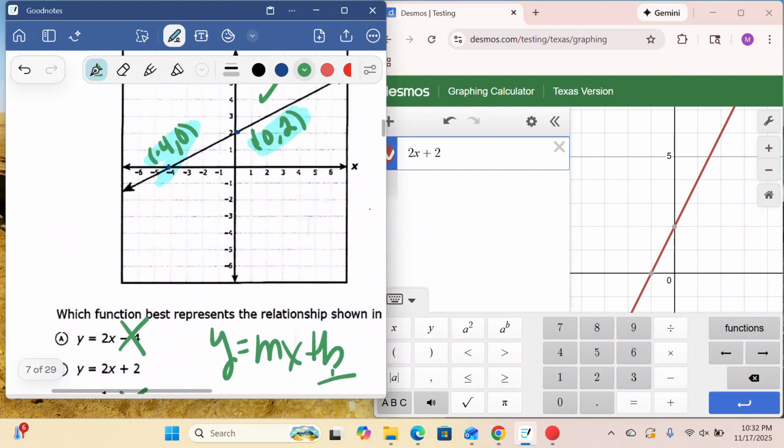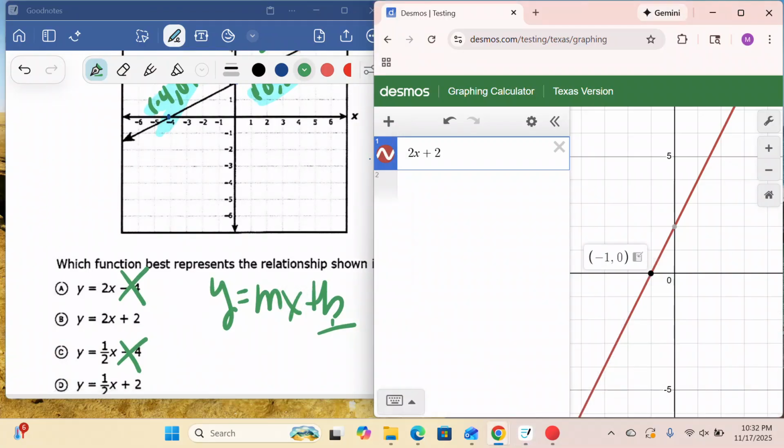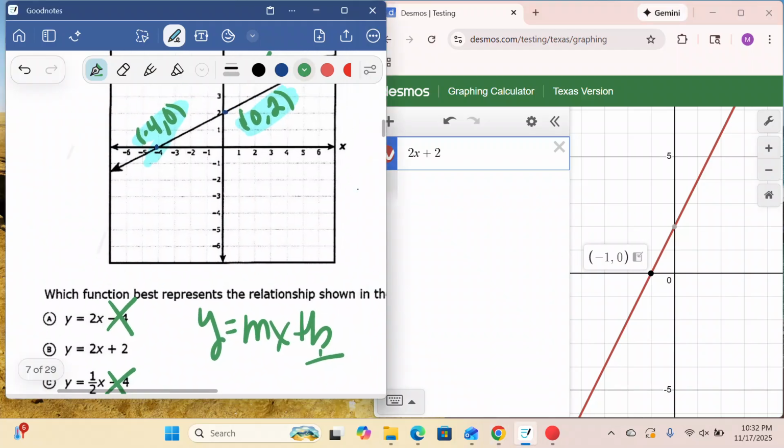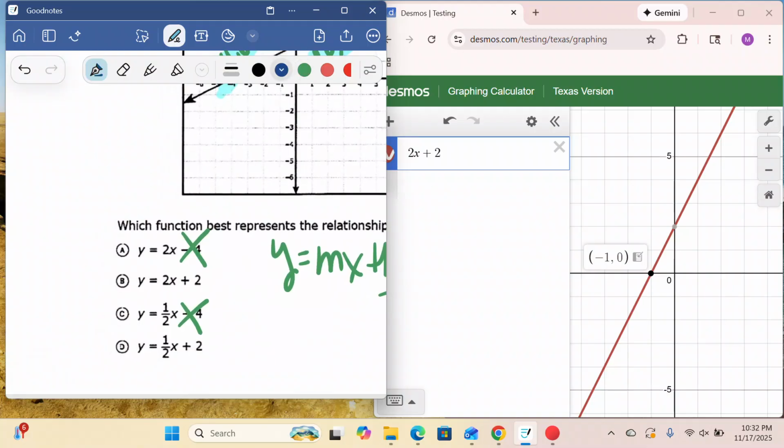Does it have a y-intercept of 0, 2? Yes. So now I have to look at the other point. Does it have an x-intercept at negative 1, 0? Nope. It's got an x-intercept at negative 4, 0. This is wrong. So most likely the answer choice is D. But I want to make sure I guarantee that I get a correct one.